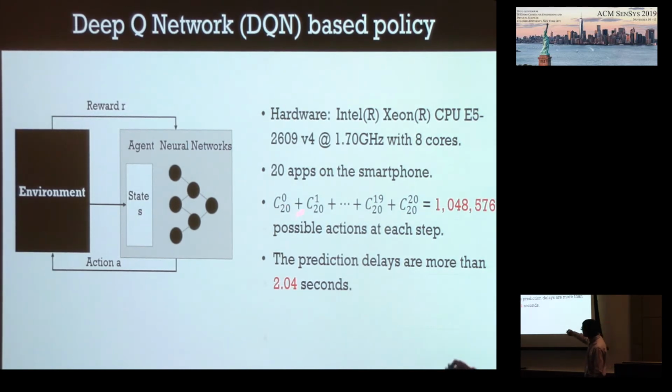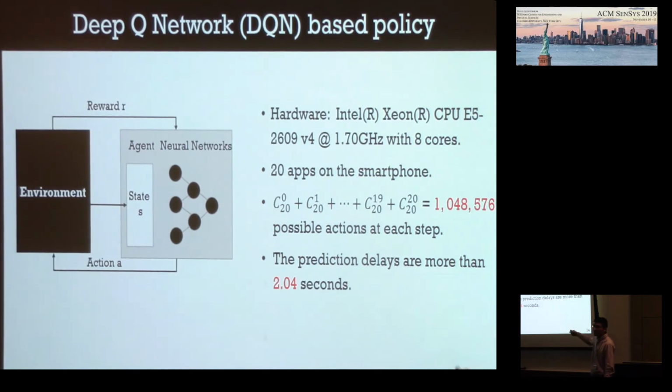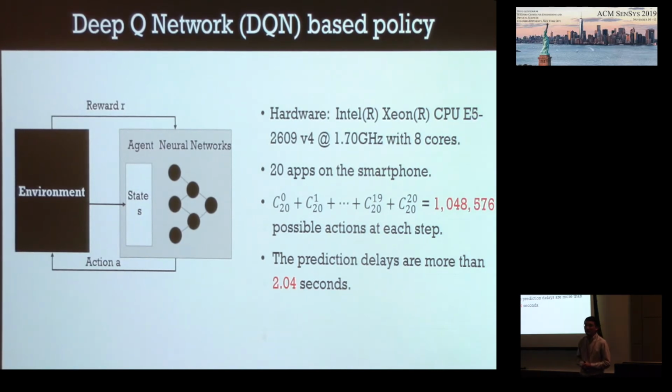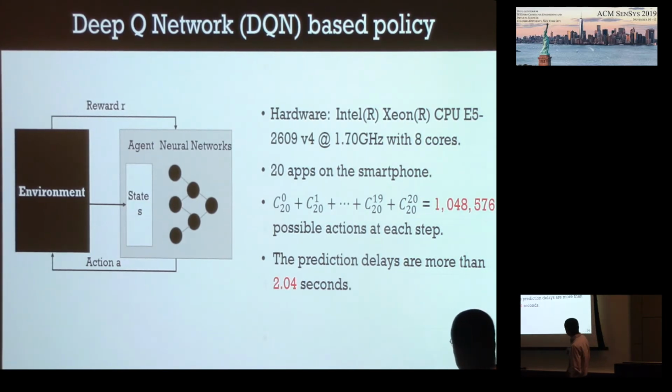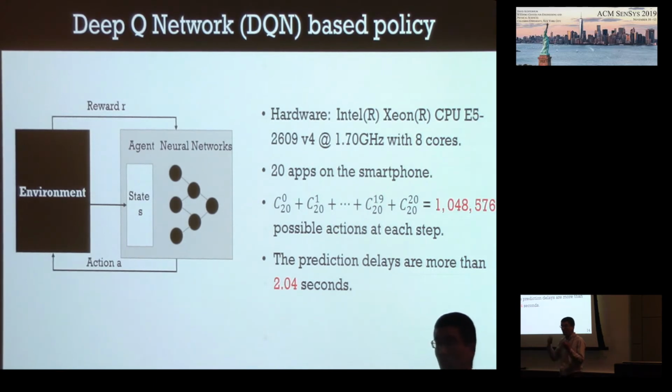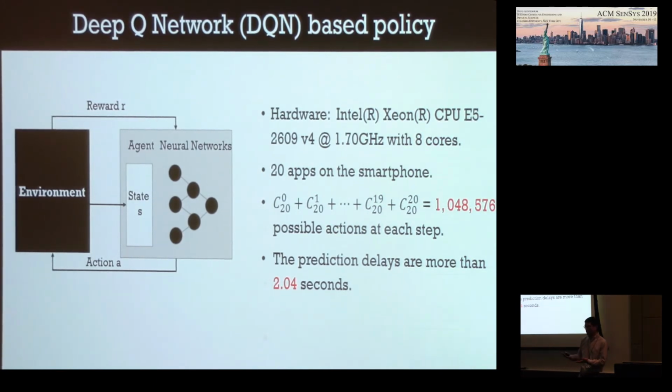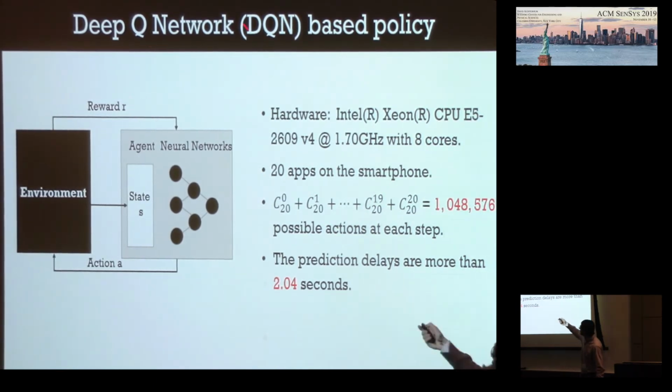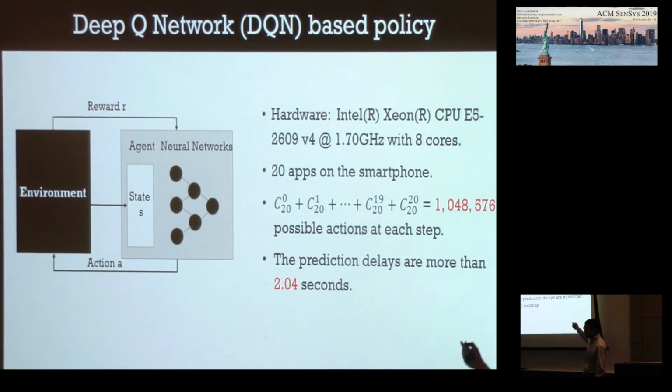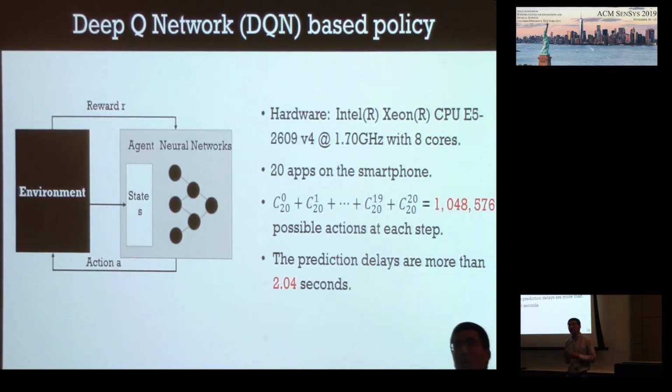The user maybe in the next time slot will not use any apps. Or she may use just one app from the 20 apps, or she will use all these 20 apps, right? If we add up all these possible combination results, we can have more than 1 million possible actions we need to choose. So this DQN network needs to evaluate all these possible actions.